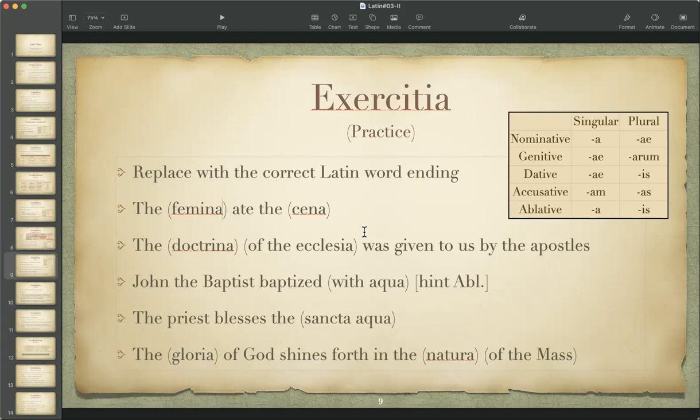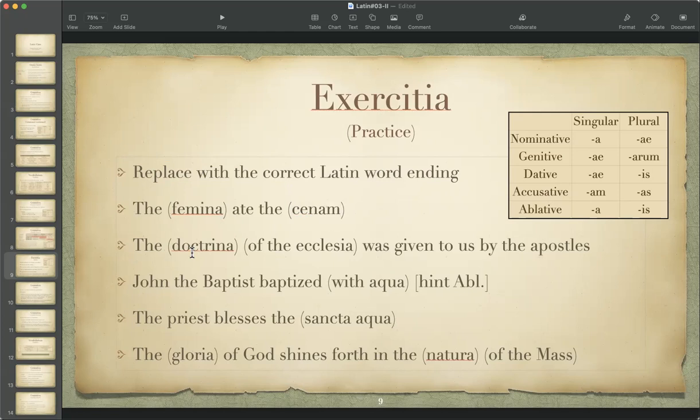Don't all speak at once. Maybe the same. Right, A. And then cena. Accusative. Yes, we want cenam because what is being eaten here, the dinner, the verb is acting on the dinner. So we want the accusative case, okay?